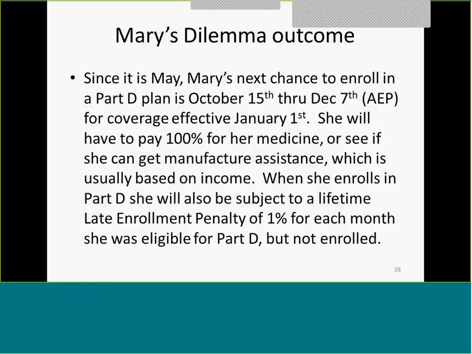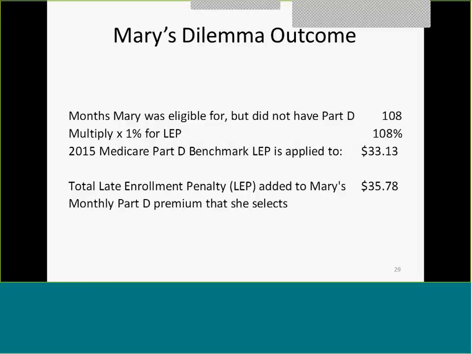Well, this May, her next chance to enroll in a Part D plan is October 15th through December 7th, the annual enrollment period, with coverage effective January 1. So she has to pay 100% for her 2 new medicines, or see if she can get manufacturer assistance, which is usually based on income. Should she decide to enroll, when she enrolls in a Part D, she will also be subject to a lifetime late enrollment penalty of 1% for each month she was eligible for Part D, but not enrolled.